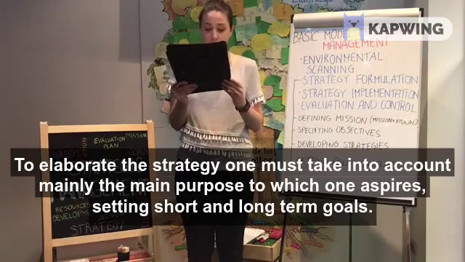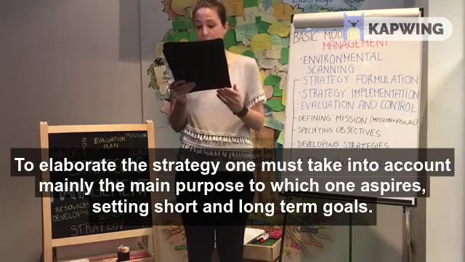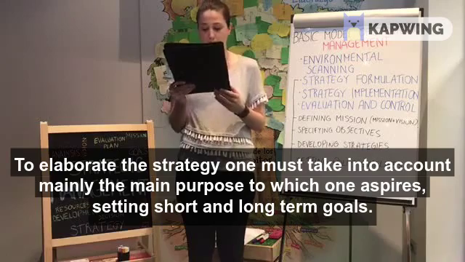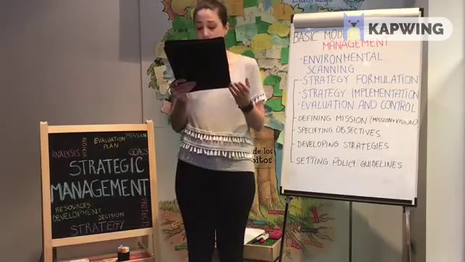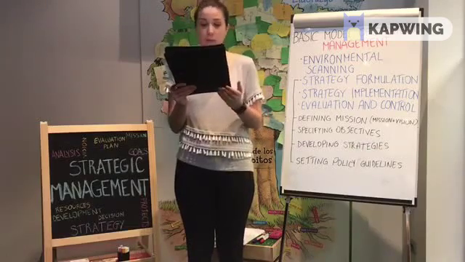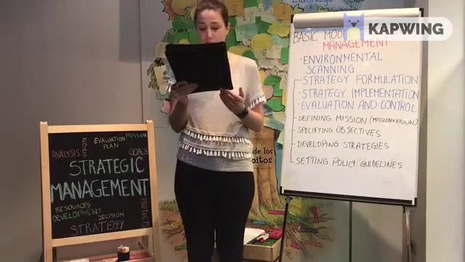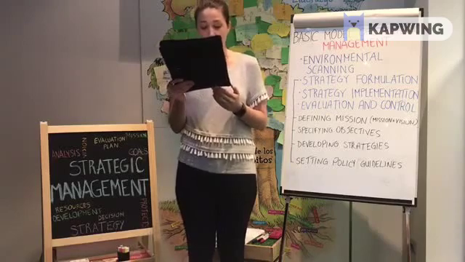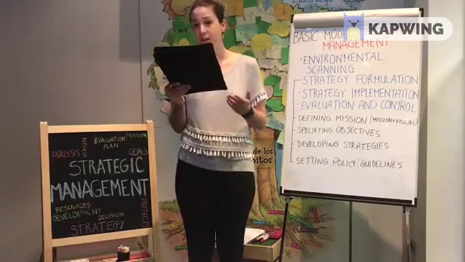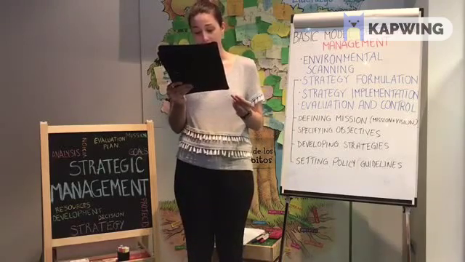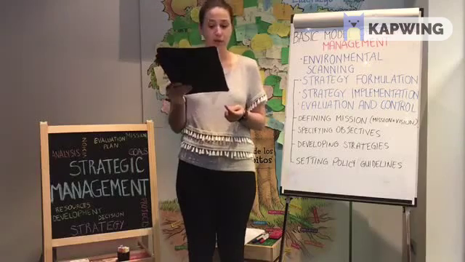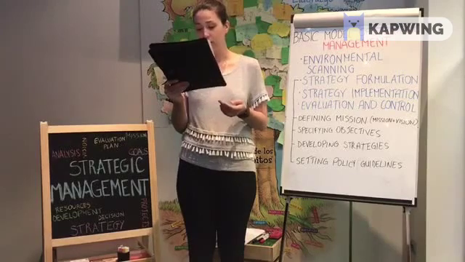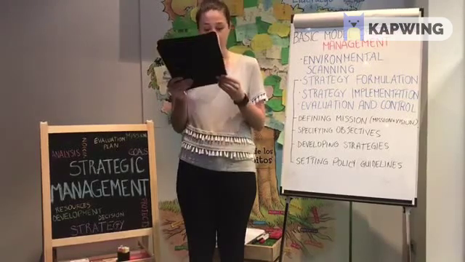To elaborate the strategy, one must take into account mainly the purpose to which one aspires, setting short and long-term goals. These objectives influence the two other levels, so that the business and functional objectives should relate to company objectives and vice versa. The mission and vision are then defined, clarifying and describing what the company does and how it is different from the competition. Corporate strategy typically fits within three main categories: stability, growth, and retrenchment.